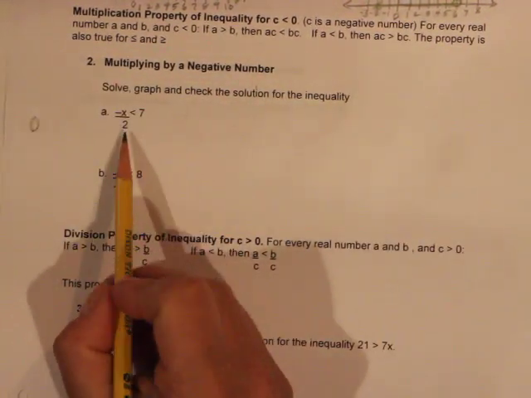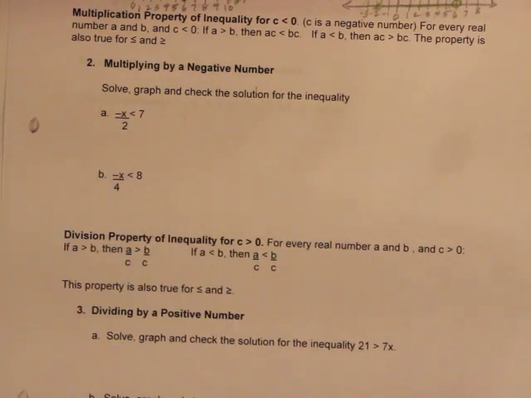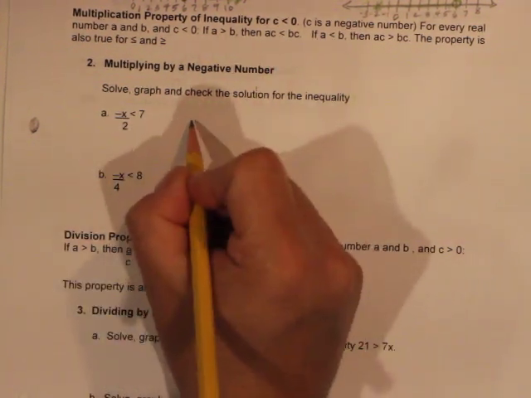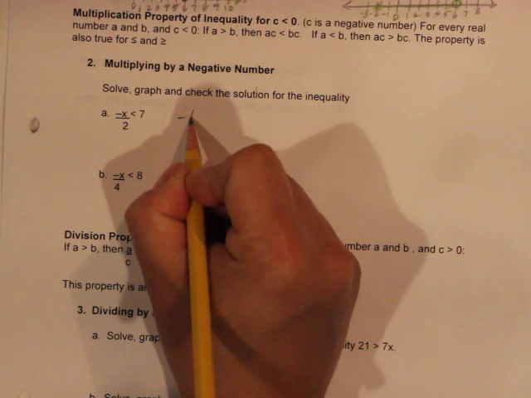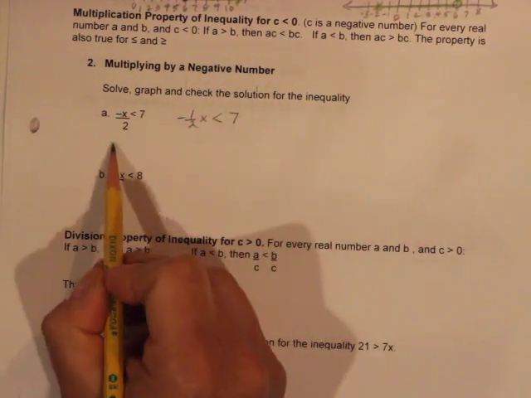When we have an inequality that has a negative sign where our variable is, if we want to isolate that variable so that it's positive, we recognize that we're going to need to multiply by a negative number, right? In order to make that x positive. If I were to rewrite this equation, I could see it as negative 1/2 x is less than 7. That's what I've got here.